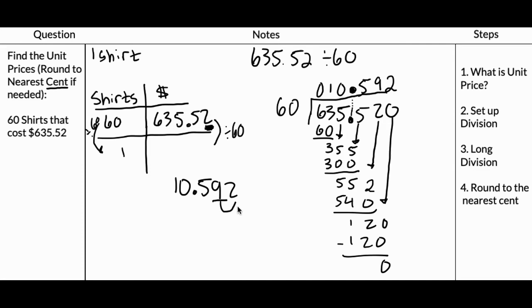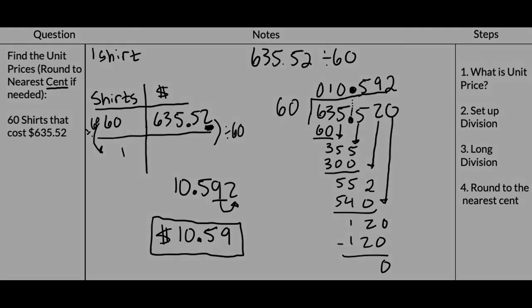We're going to look one to the right. 5 or higher, go one more, but it's lower than 5, so we're actually going to be rounding down. Rounding down, the digit stays the same and everything after it becomes zeros. So that means our answer for how much one shirt costs is $10.59.